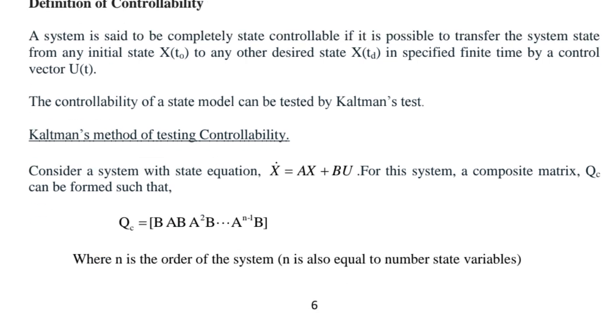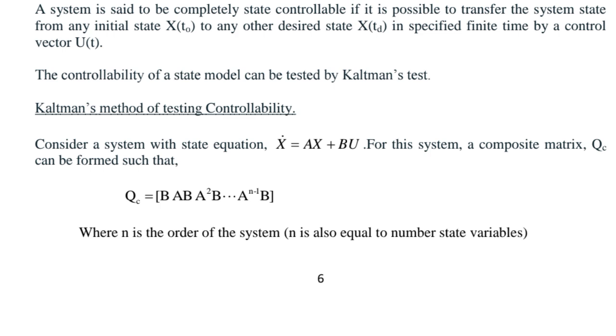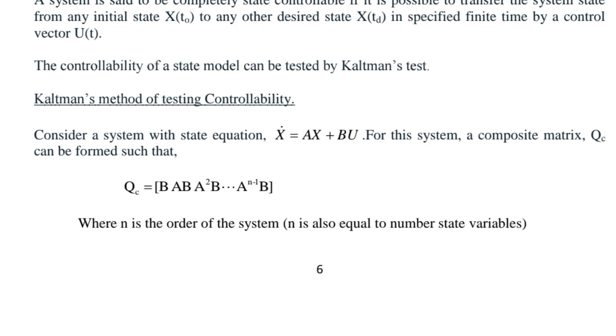The Kalman method of testing controllability is as follows. Consider a system with state equation x dot equal to Ax plus Bu. For this system, a composite matrix QC can be formed such that QC is equal to [B, AB, A squared B, up to A power n minus 1 B], where n is the order of the system.